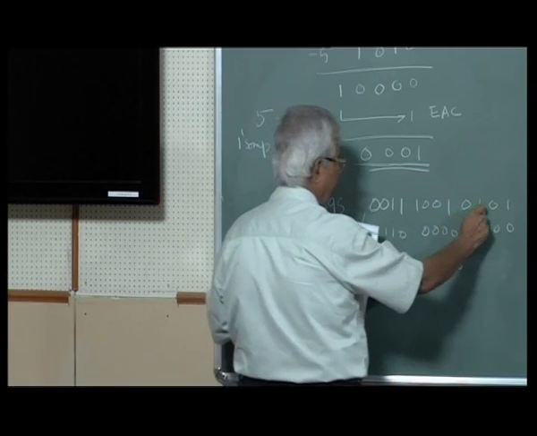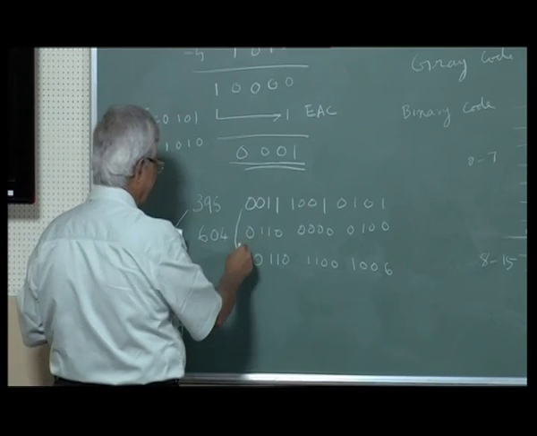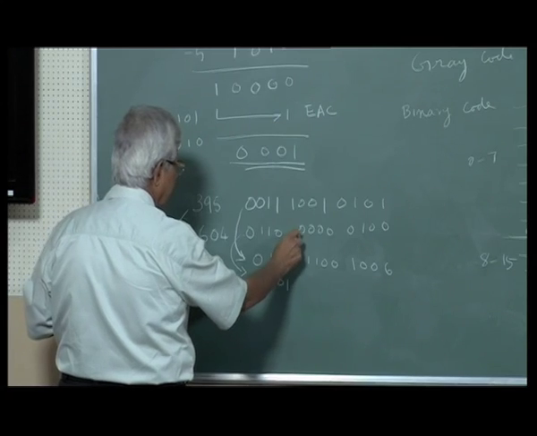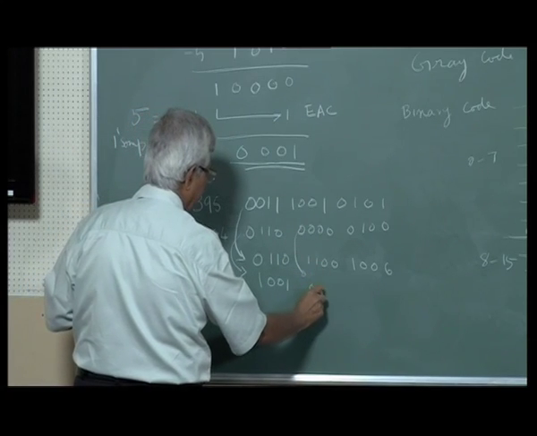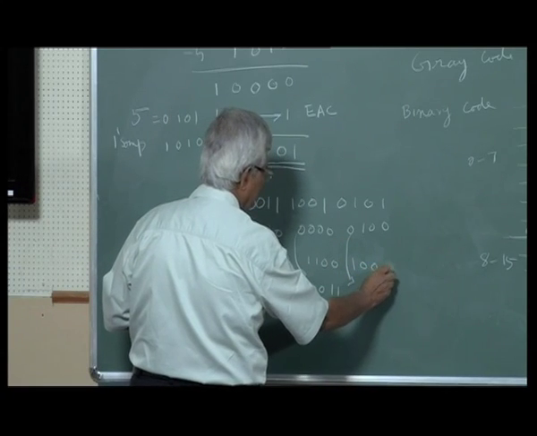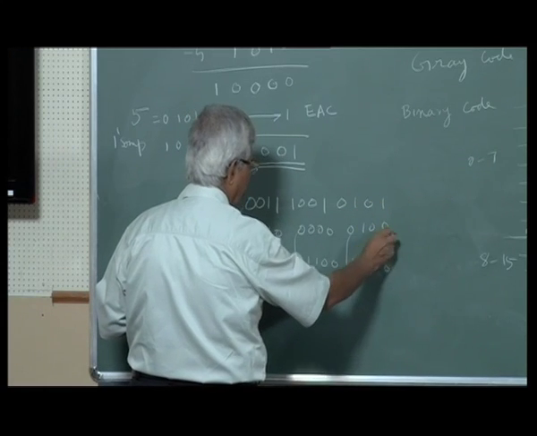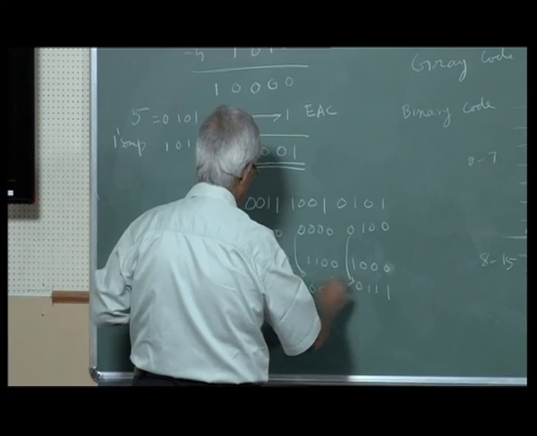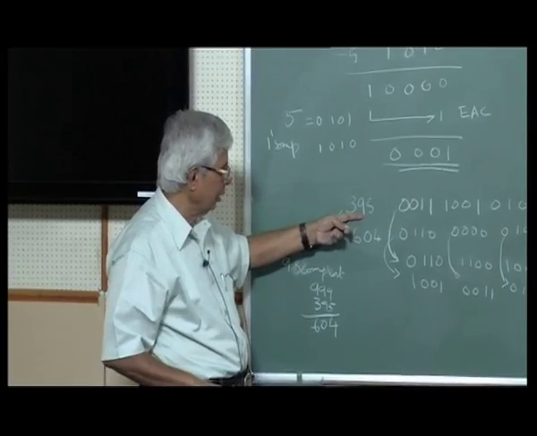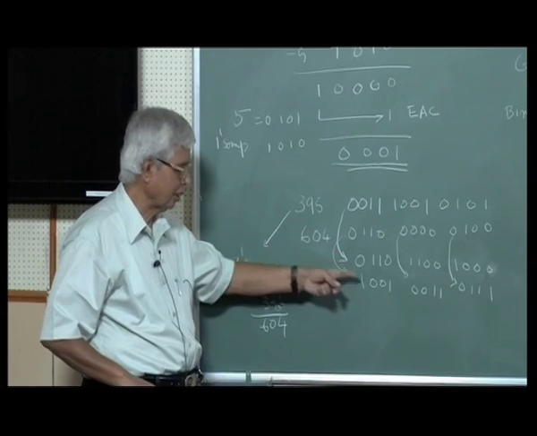This becomes 5 plus 3, 8. When you express this in excess-3, this is 6 plus 3, 9. This is 0 plus 3. This is 5 plus 3, 8. This is 4 plus 3, 7. So this excess-3 of 395 expressed in binary is the inverse of the excess-3 of 604 expressed in binary.